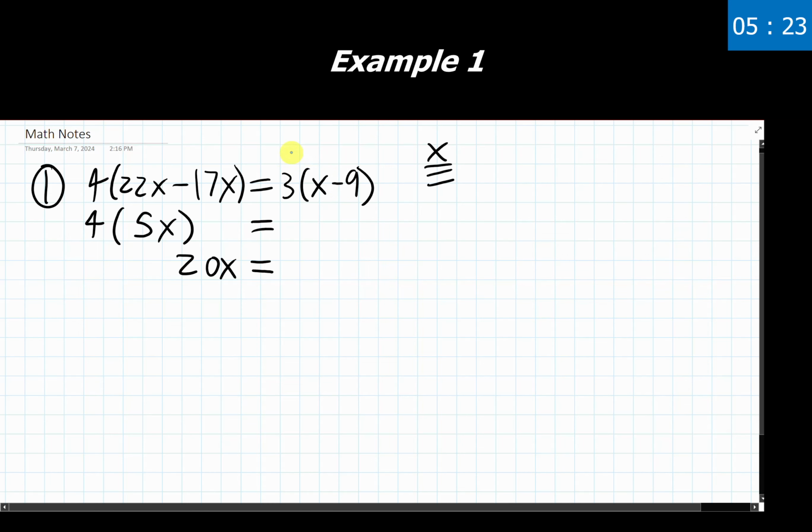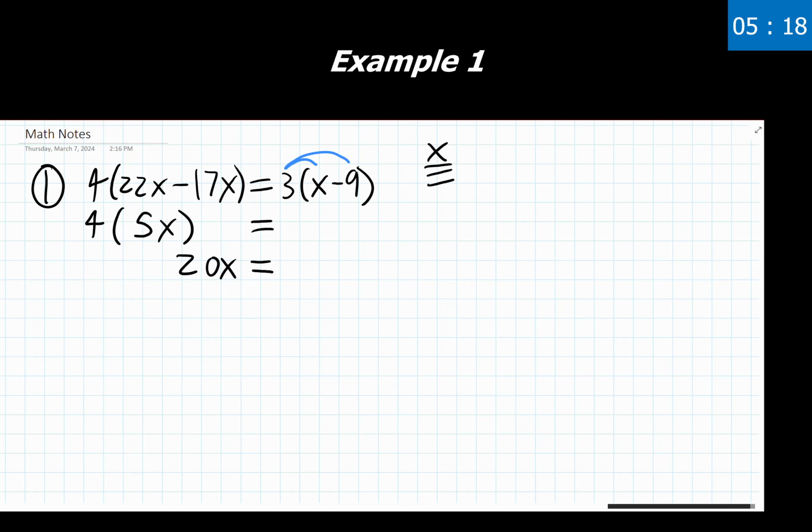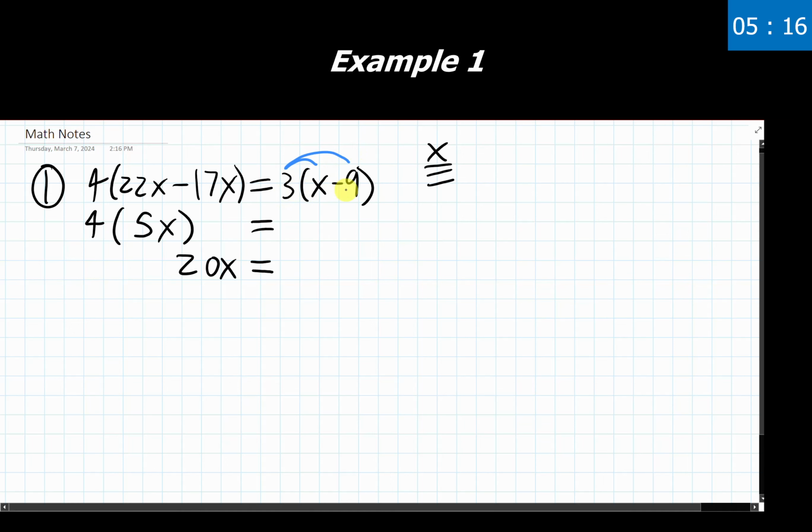Whoops. Different blue pen. There we go. It's actually visible now. So I can do 3 times x and then 3 times minus 9. Well, 3 times x is going to give me 3x. 3 times minus 9, that's going to give me minus 27.